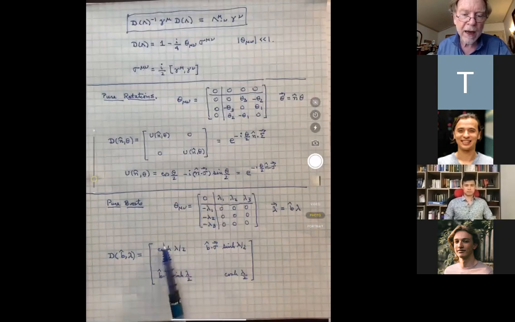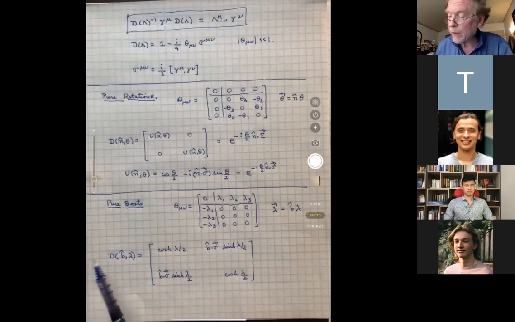As you see, it's got half hyperbolic angles of the rapidity, sinh lambda over 2, and it's got the axis of the rapidity, the axis of the boost. The axis of the boost is just the direction in which you carry out the boost, so it's the direction of the velocity of the boost. This means the same thing, dotted into sigma, coming here on both sides. So anyway, this takes care of pure rotations and boosts.